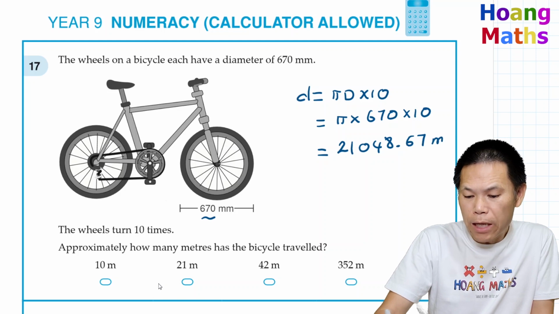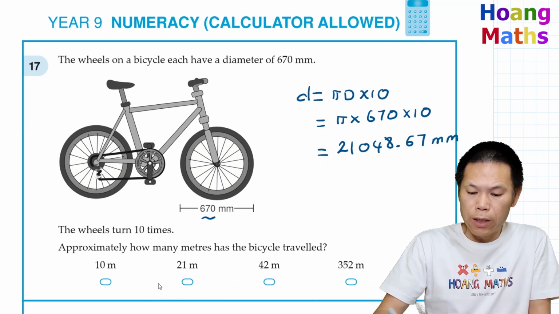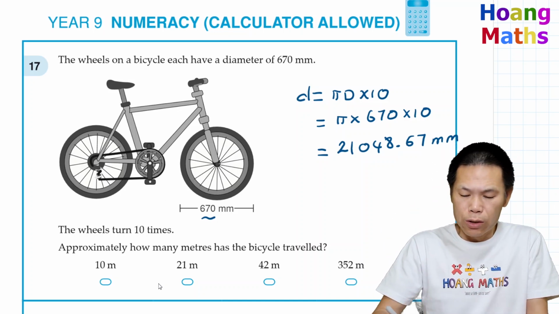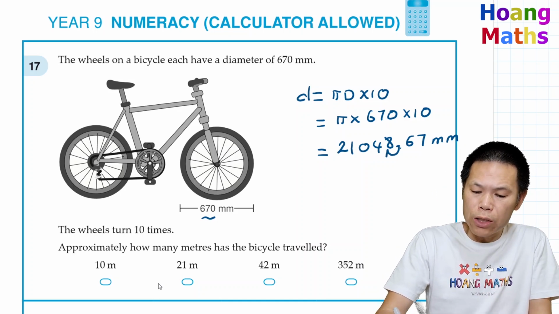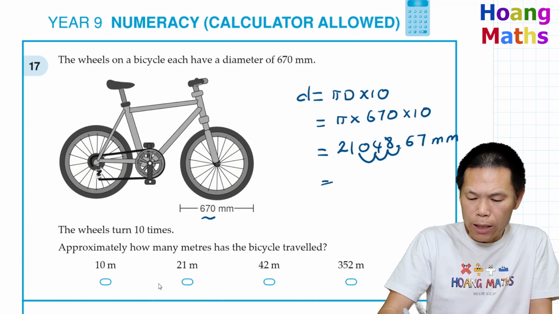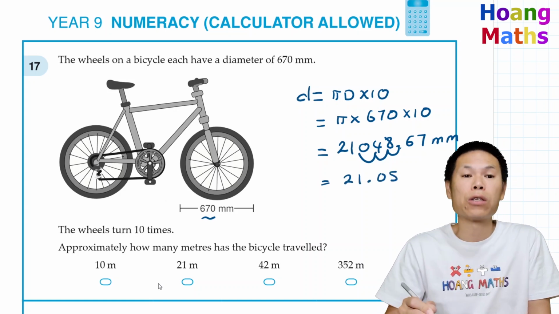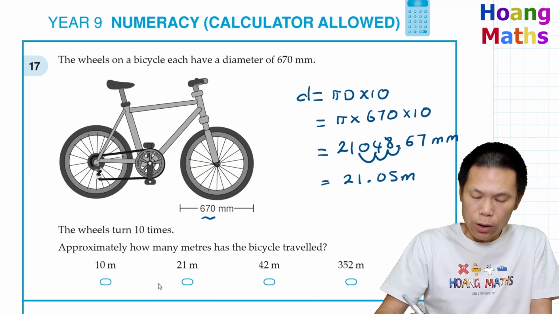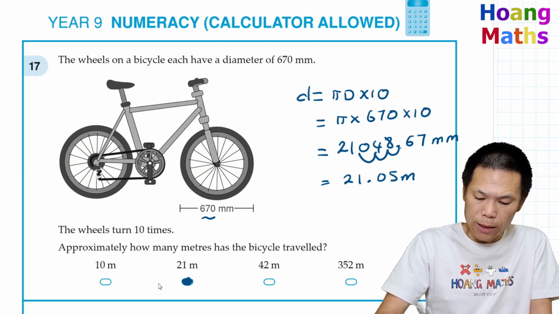21,048.67 millimeters. And then we need to convert that into meters. To convert to meters, we need to divide it by 1,000. So when we divide by 1,000, we move the decimal point 1, 2, 3. So that is 21.05. Correct to 2 decimal places will do. That is meters. So therefore, the answer is approximately 21 meters. So that is the answer.